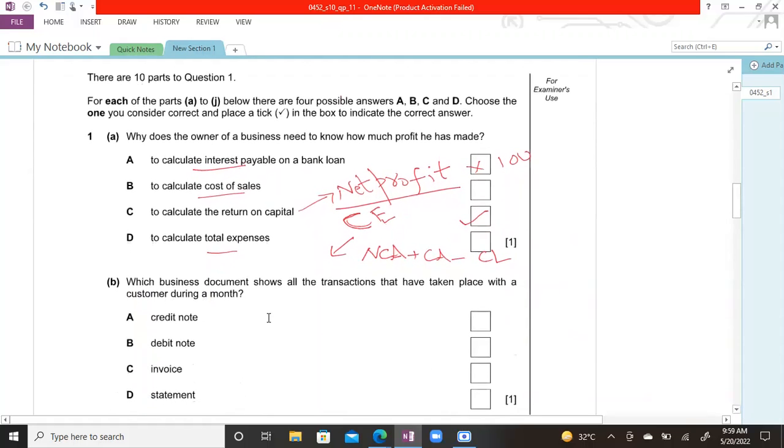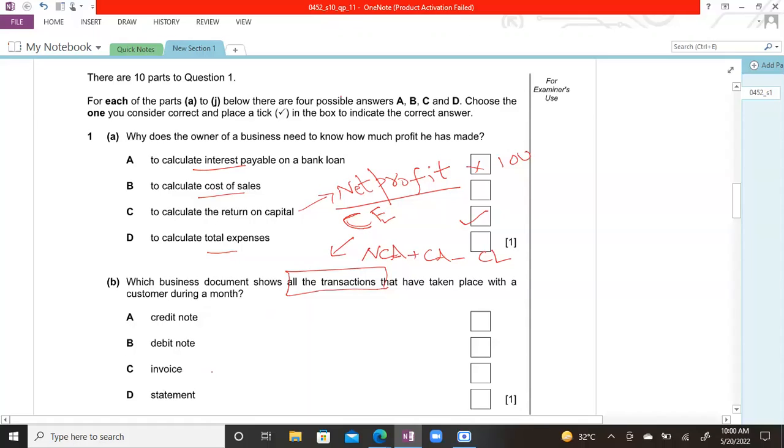Second question. Which business document shows all the transactions that have taken place with the customer during a month? So here, all the transactions with your customer. A credit note means when the goods are returned by the customer, he is sending a debit note, and then as an acknowledgement, the seller is sending a credit note.